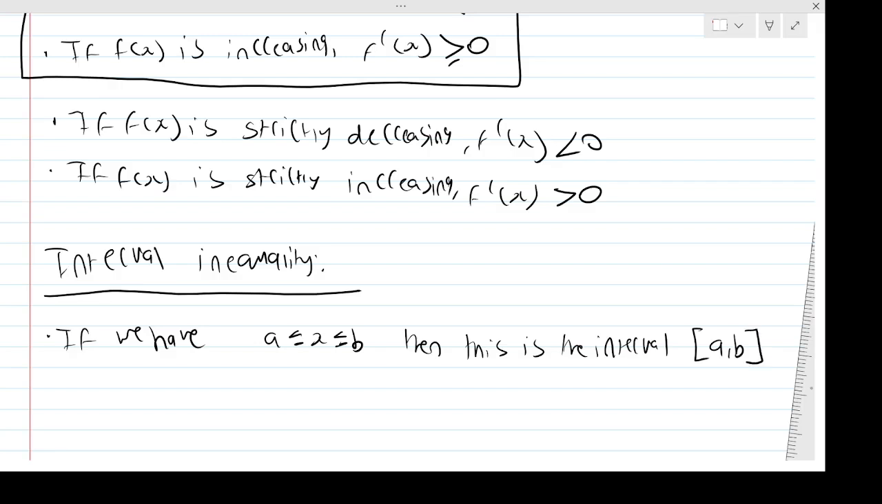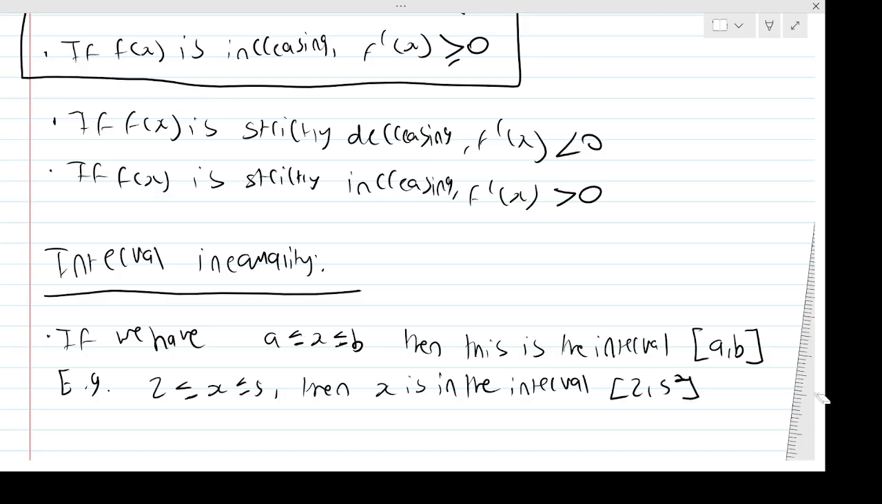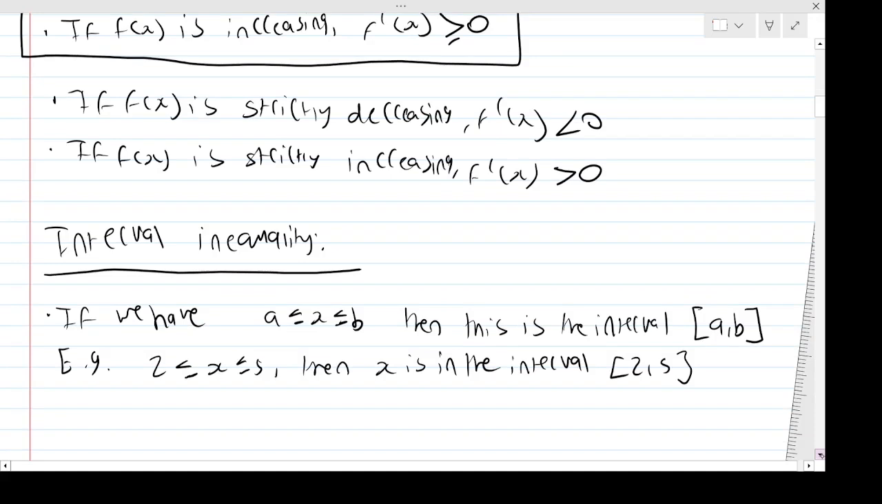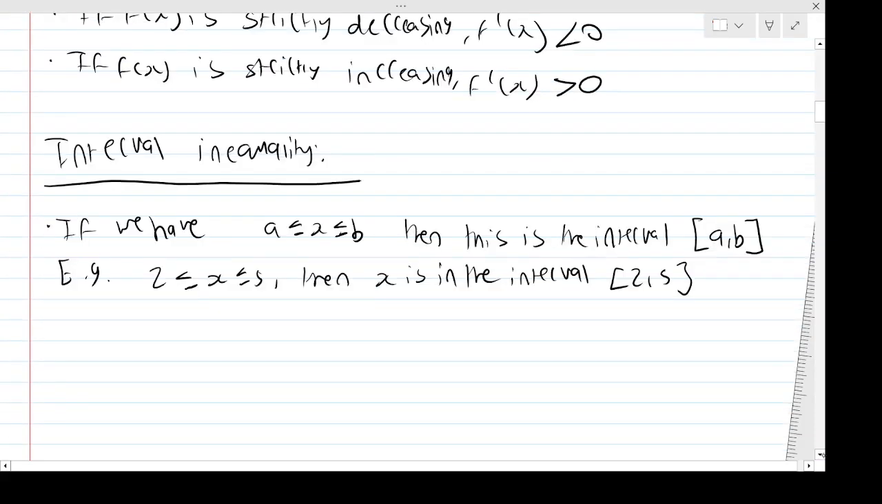So for example, if x was between 2 and 5, then x is in the interval [2, 5], okay? With square brackets. So when you see square brackets with two numbers like this, a comma b, 2 comma 5, that means it's between 2 and 5, okay? Again, it's a bit of notation to express inequalities. So we can express inequalities in this interval notation as well.